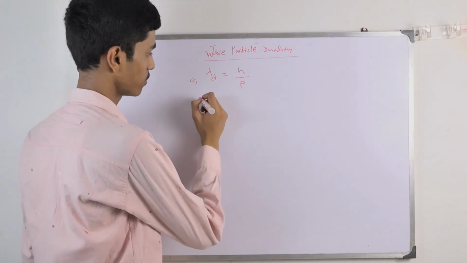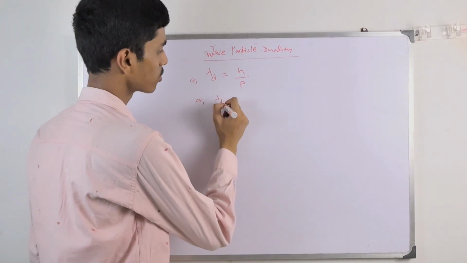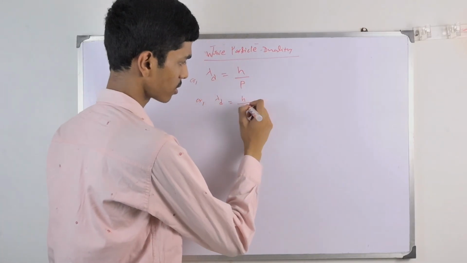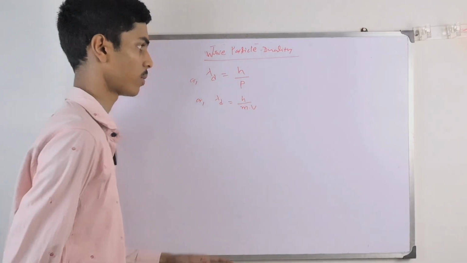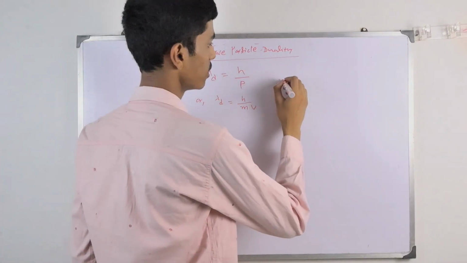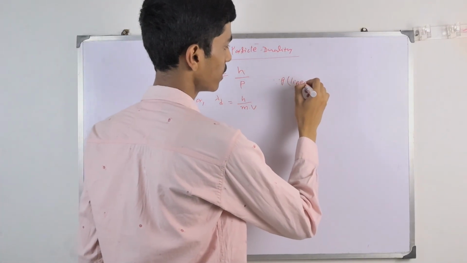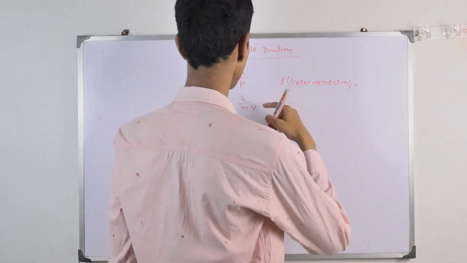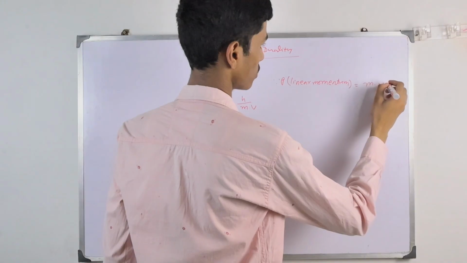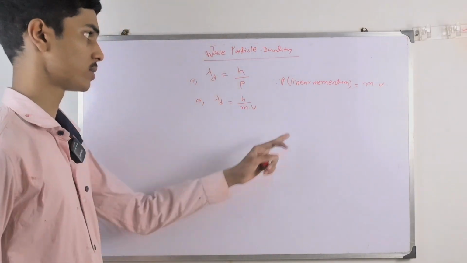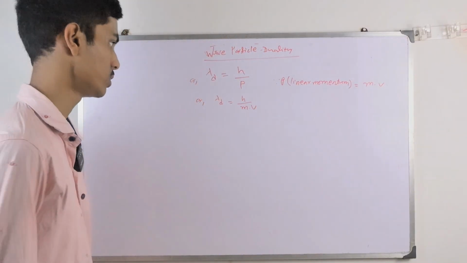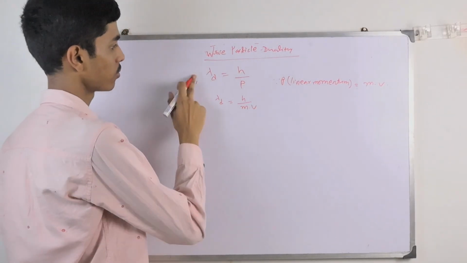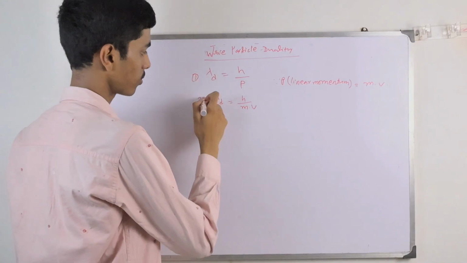In the next step there will be multiple formulas to calculate the de Broglie wavelength. H by what? mv. Since linear momentum p is equal to mass into velocity, lambda d equal to h by mv. So this is formula number 1, and this will be formula number 2.